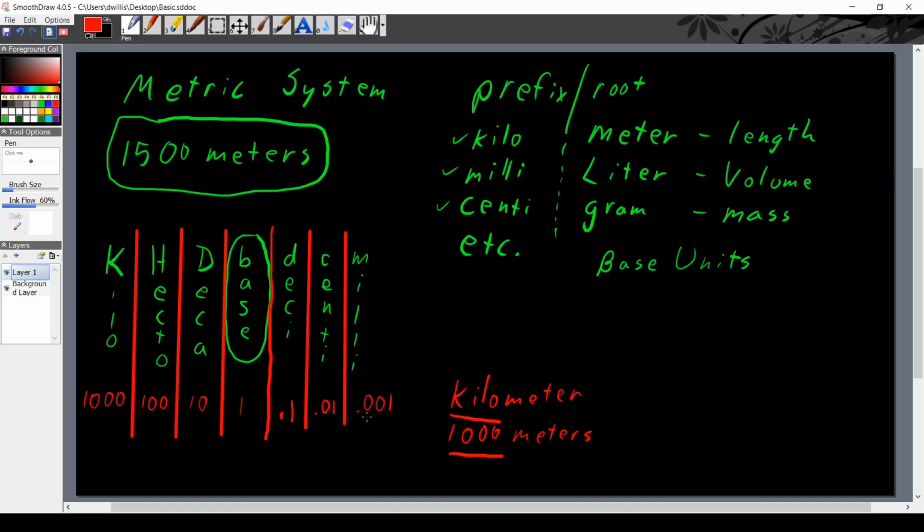So you can see if I took this milli and bumped it over one, I would have the centi. If I bumped it over one more, I would have the deci. If I bumped it over one more, and so on and so on.